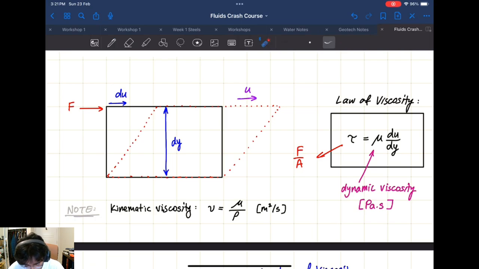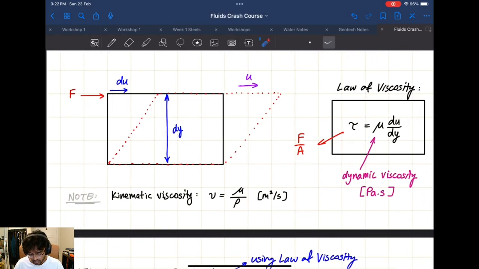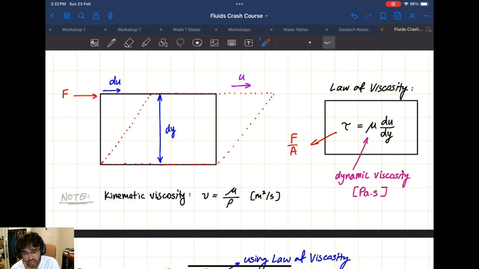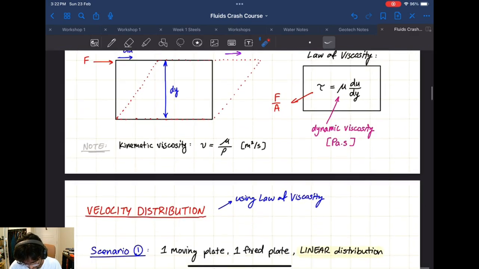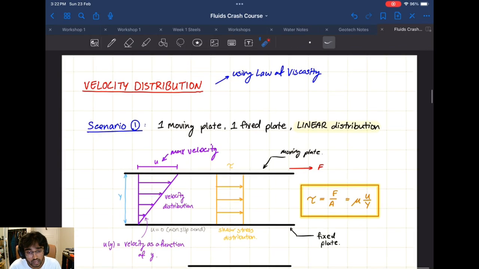In later stages of the course, you will see kinematic viscosity a lot more often, and you're going to have to convert between kinematic viscosity and dynamic viscosity a lot. So that's why I've put it here a bit early, just to show you the relationship between kinematic viscosity and dynamic viscosity. Okay, let's talk about velocity distribution using our law of viscosity.